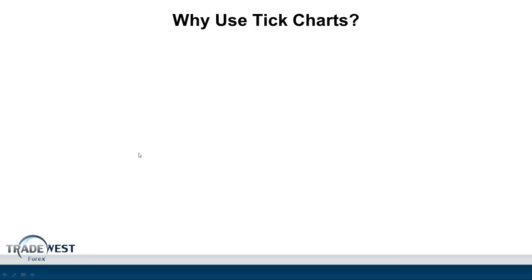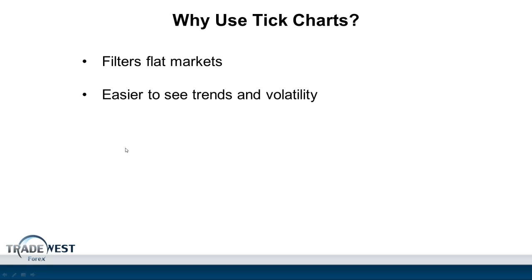Why should you use tick charts? Well, here's what they do. They actually filter flat markets very well. Because if you think about it, a bar is not going to print if the market is just sitting there and not moving. If there are no ticks and no price movement, no new bars show up, which means you don't get those long flat periods with a whole bunch of candles like you would on a 1-minute chart or any of the other time frames when it's slow. That also allows you to see the trends more easily, and also the volatility.